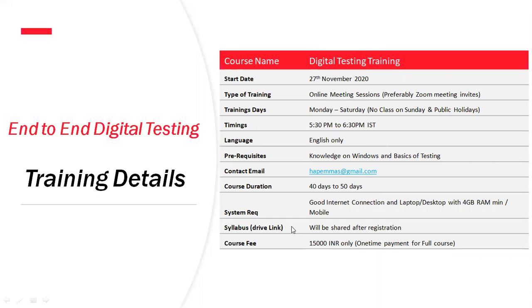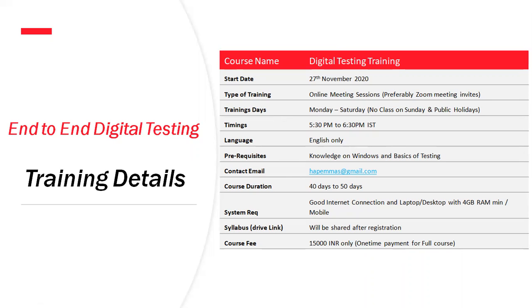The syllabus will be shared in the drive link once you register, and the course fee will be around 15,000 rupees, because this training should be taken in two tranches. Tranche one will cover functional testing, Selenium testing, mobile testing, and advanced mobile testing. And tranche two will be API testing, BDD Cucumber, then integrating with Jenkins and other digital testing.